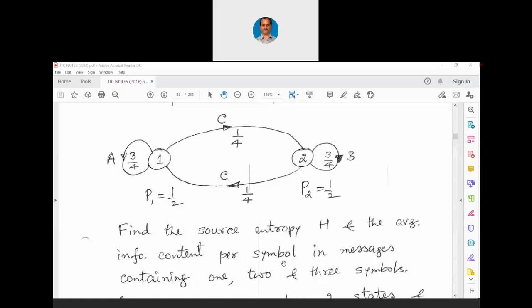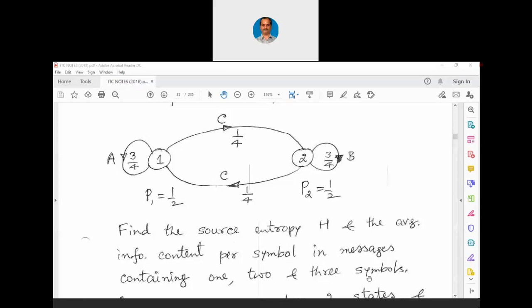So based on this particular state diagram, we can write the tree diagram, and based on the tree diagram, we can actually find out the information content per symbol in the messages containing 1, 2 or 3 symbols.